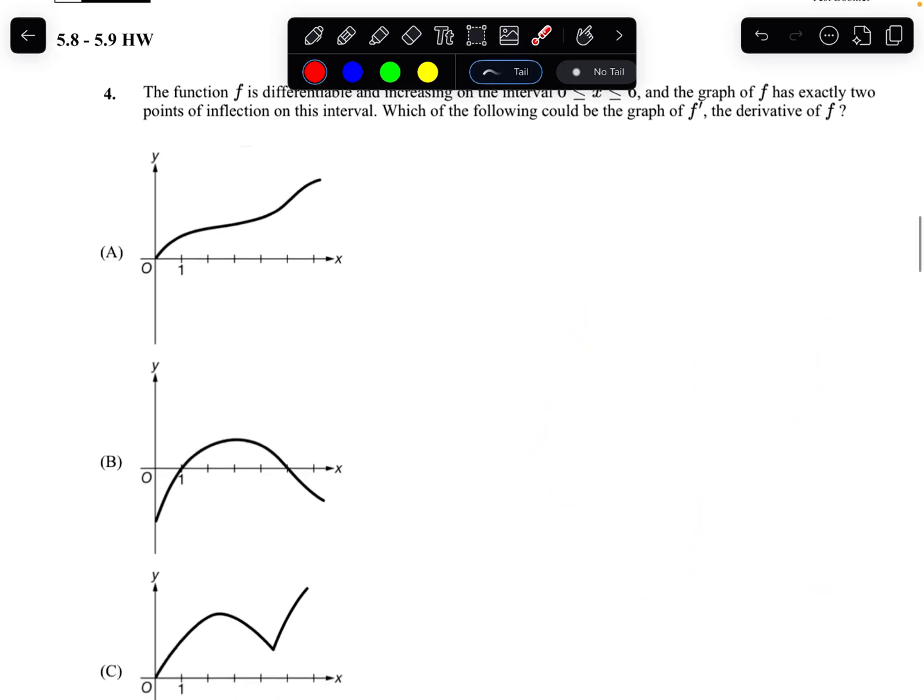And so this is the graph of f prime, and it doesn't change from increasing to decreasing. So it can't be that one. So does that make sense? Hopefully that makes sense.